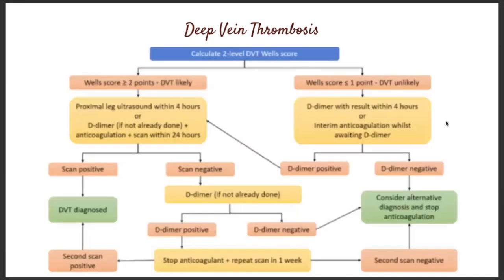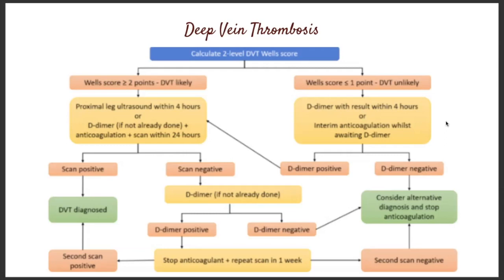And this is how you go about the investigation and the management. As I mentioned earlier, the first line investigation would be the DVT Wells score. So you calculate that, which is to assess the possibility of a DVT. Note the word here, possibility. Then you proceed with a proximal leg ultrasound, which is the definitive test.